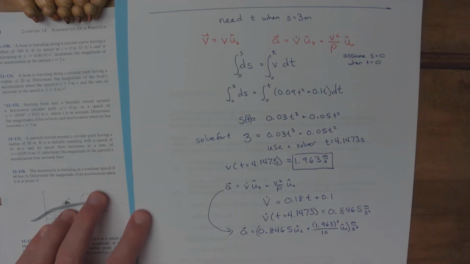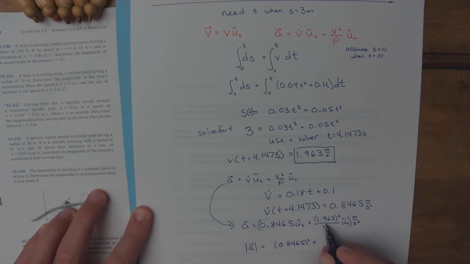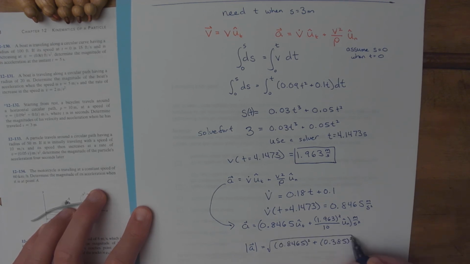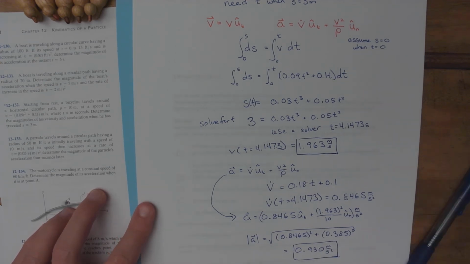We want to find the magnitude of the acceleration. So we square both components, add them together, take the square root. This is supposed to be equal to 0.385 in the normal direction, and we get 0.930 meters per second squared. And that concludes problem 132.